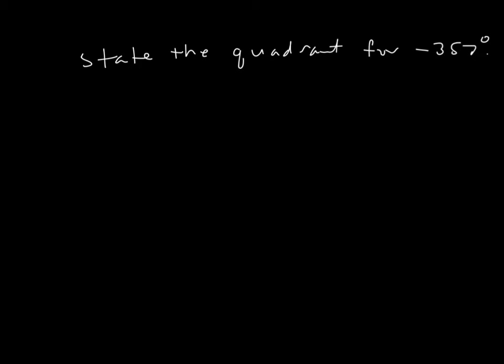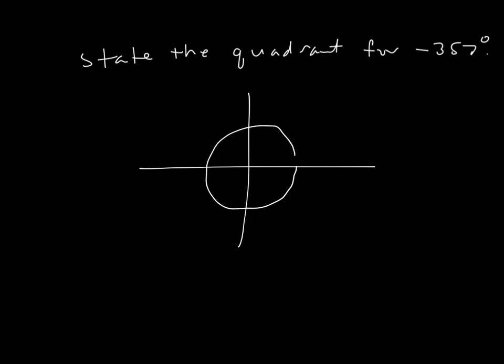Same ideas. Once you've got this basic idea of which way is positive, which way is negative, understanding that it's 360 all the way around, then really we're just changing the wording of the questions. This one says state the quadrant for negative 357. Well, let's go ahead and draw negative 357. Kind of looks like the last one we just did. It's going to go negative direction almost all the way to 360.